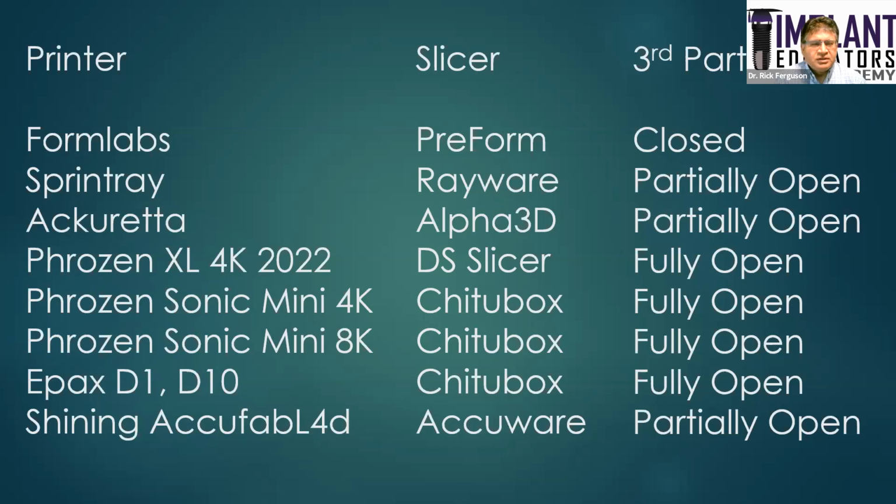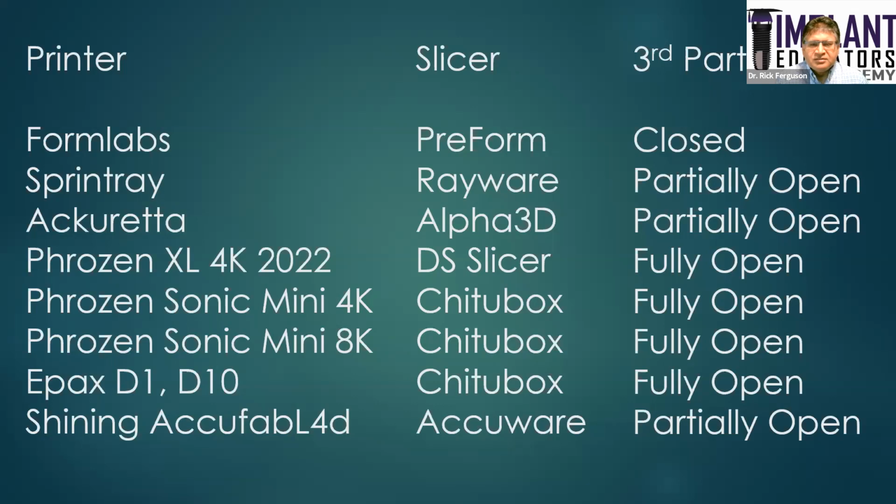There is another company called epacks out of North Carolina, near Charlotte, I believe, that sells a printer similar to the Frozen line. They all use the slicer called Chi2 Box, which is sort of an open slicer. It works with many different printers. And they do have a dental version of their printer as well.